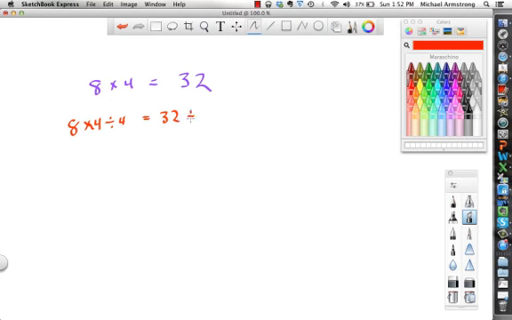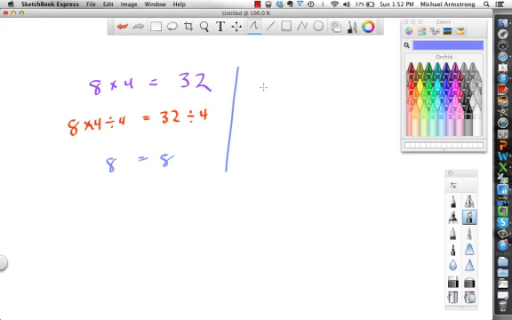32, as long as you do it to both sides, you're going to have an answer that matches. Okay? That's what we're trying to see. 8 times 4 divided by 4. If you did that on a calculator, 8 times 4 is 32, divided by 4 is 8. And 32 divided by 4 is 8. And it just happens. But you're supposed to see that.